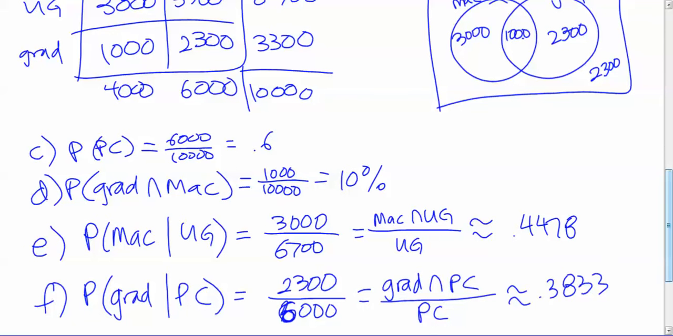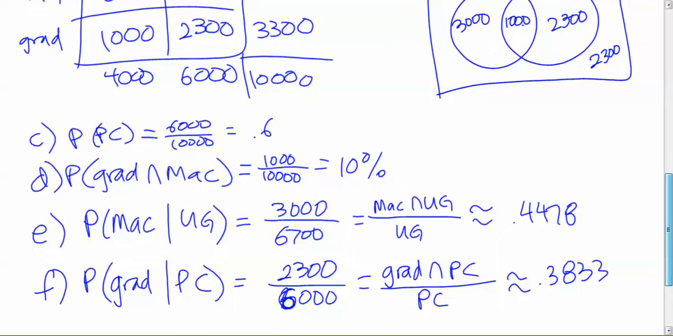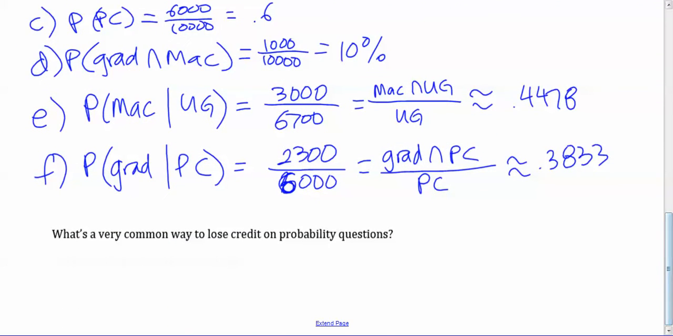Now, nothing in this is new. You should have been pretty comfortable with all of these. If you're not quite comfortable with the symbols yet, you still have a couple of days to get that under your belt. But most of this should have been pretty simple. And the only last thing I want to point out is that a very common way to lose credit on probability questions is to simply not show your work.